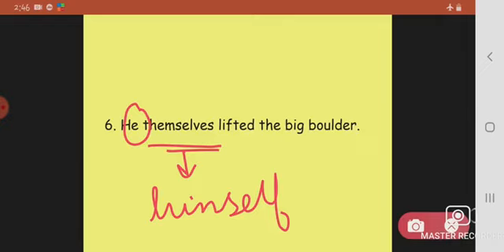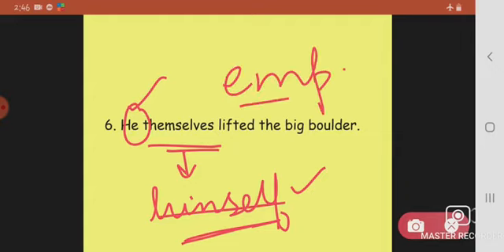Now, remove this himself from the sentence. He lifted the big boulder. Still, the sentence is complete and it's making complete sense. So, this himself is used just to add emphasis to the subject. Even if we remove this, the sentence will still make sense. Hence, it is an emphatic pronoun. Very good. So I hope you understood it well and there is no confusion about both the types.